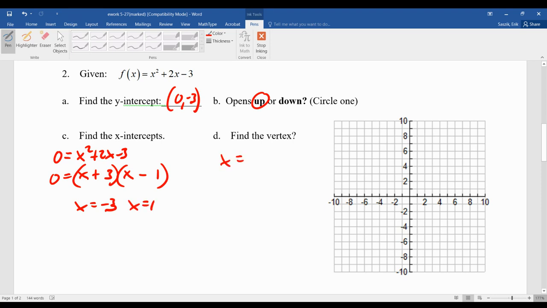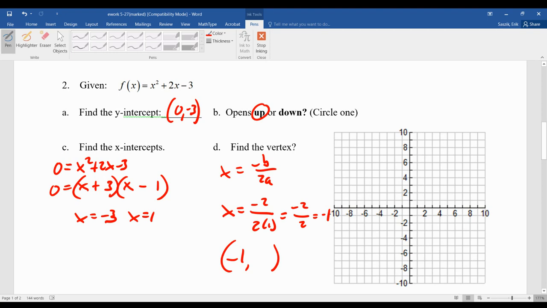The vertex, remember, is opposite b over 2a. So that would be -2 over 2 times 1. That comes out to just be -2 over 2, which is just -1. Now remember, that is the x value only. We have to plug in to get the y value. Now I'll do that up here.